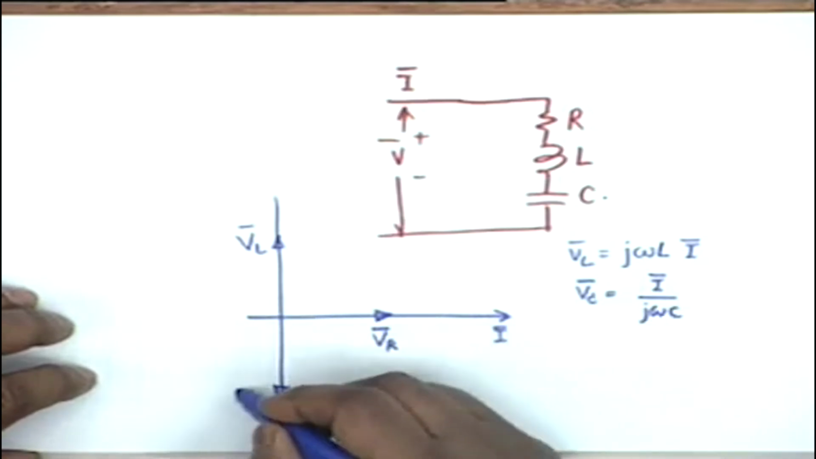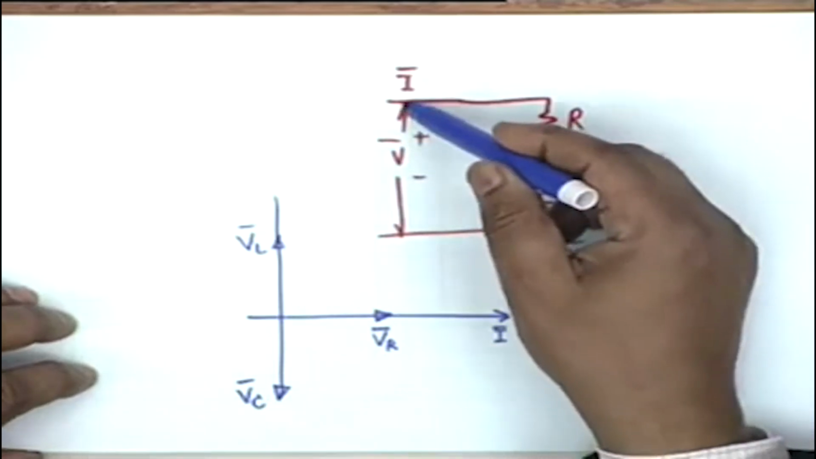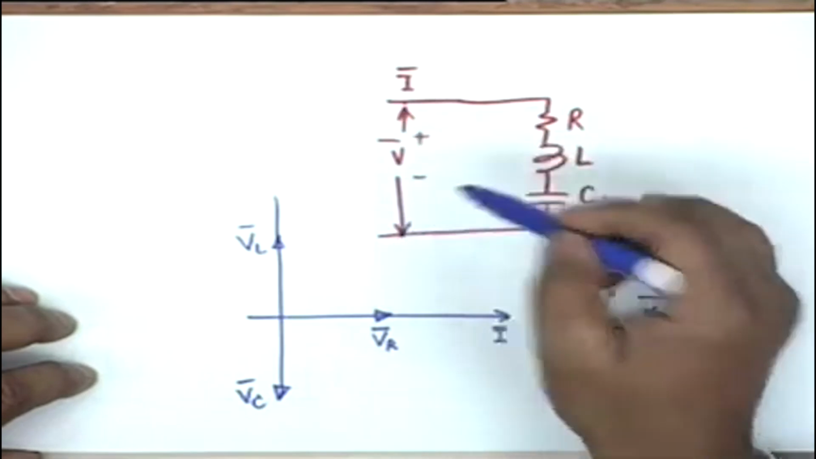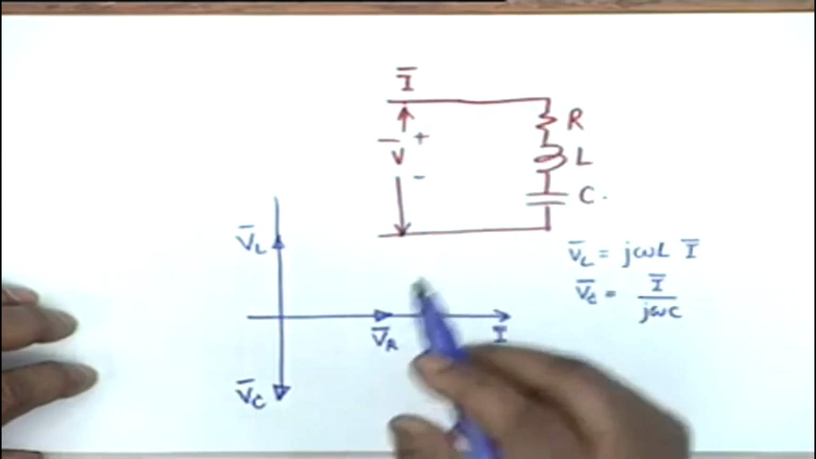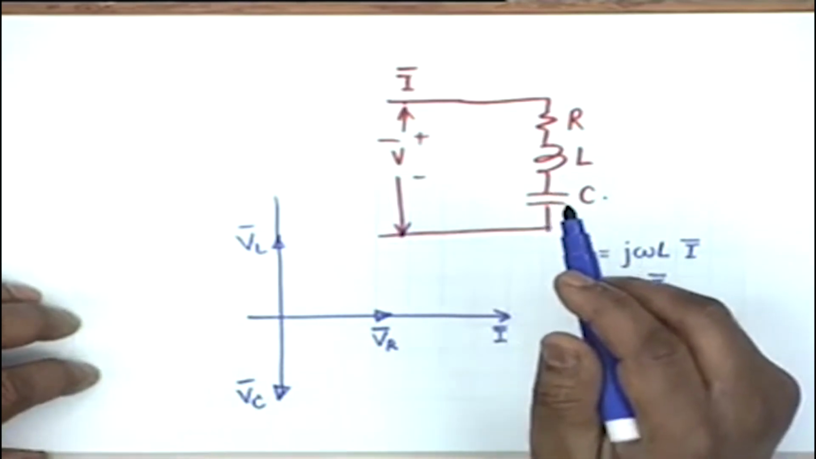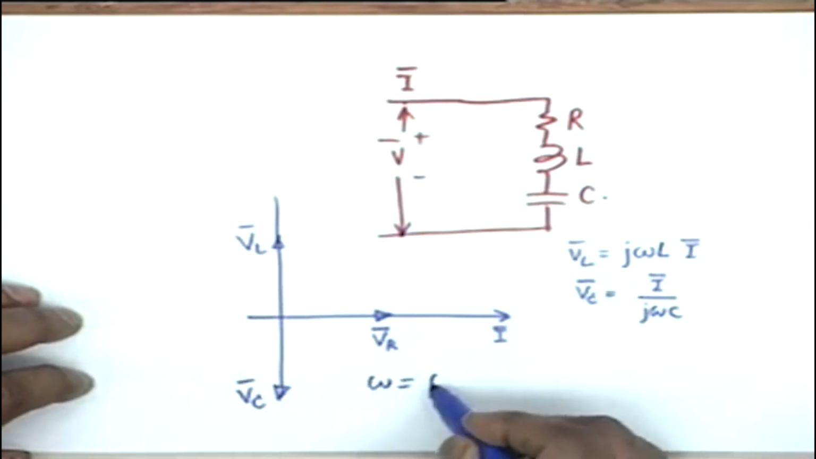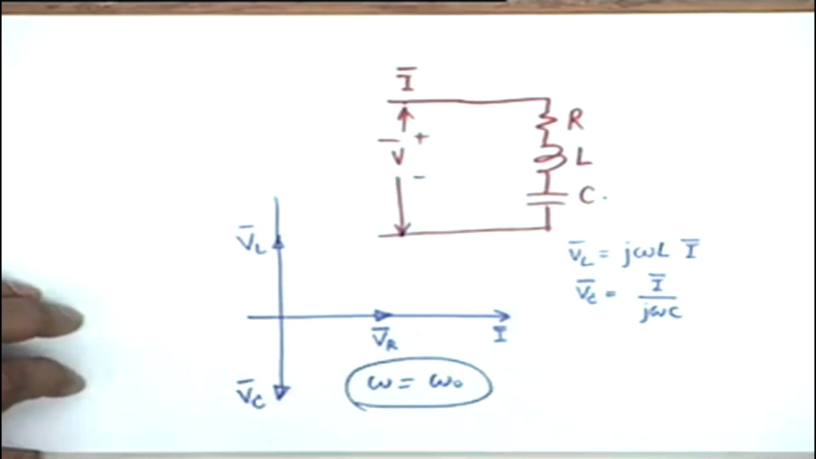That means this will be the direction of VC, and depending on whether the frequency is below resonance, above resonance or at resonance, the total voltage across the circuit V shall either lead the current or lag the current or be in phase with the current. For example, the picture that I have shown here is almost true for omega equal to omega 0.